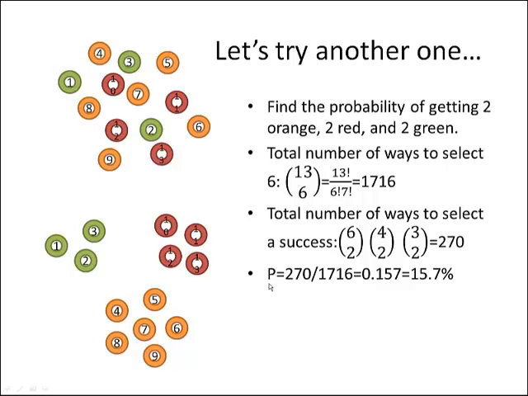So the probability that we're looking at is 270 over 1716, which is 0.157 or 15.7%. So there's another example. Hopefully that'll give you a better understanding of how they work, and even to visualize the fact that we want 6 from this pile, right? And that's going to be the total number of ways. And when we're just calculating how to get a success, we want to go ahead and divide these up into their own little piles, and then we multiply everything together.